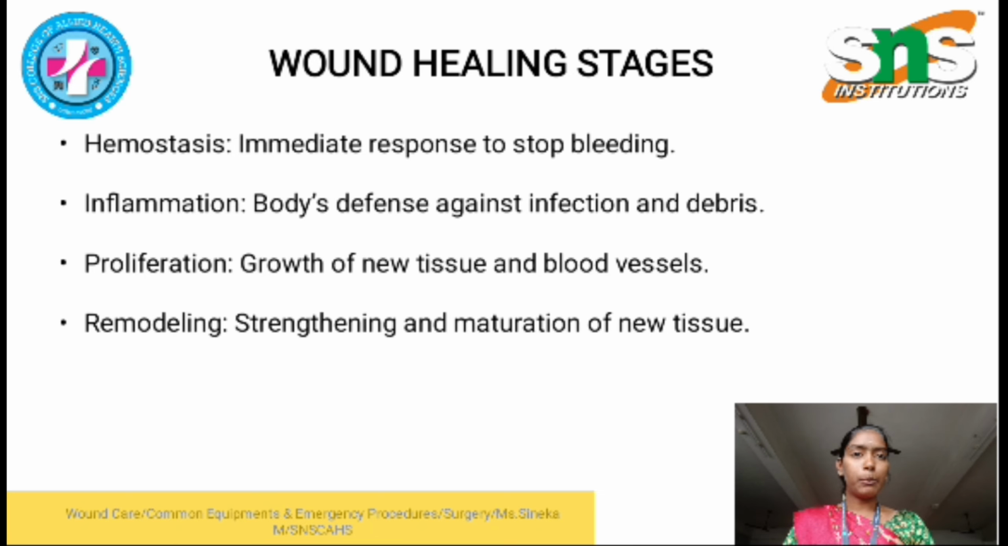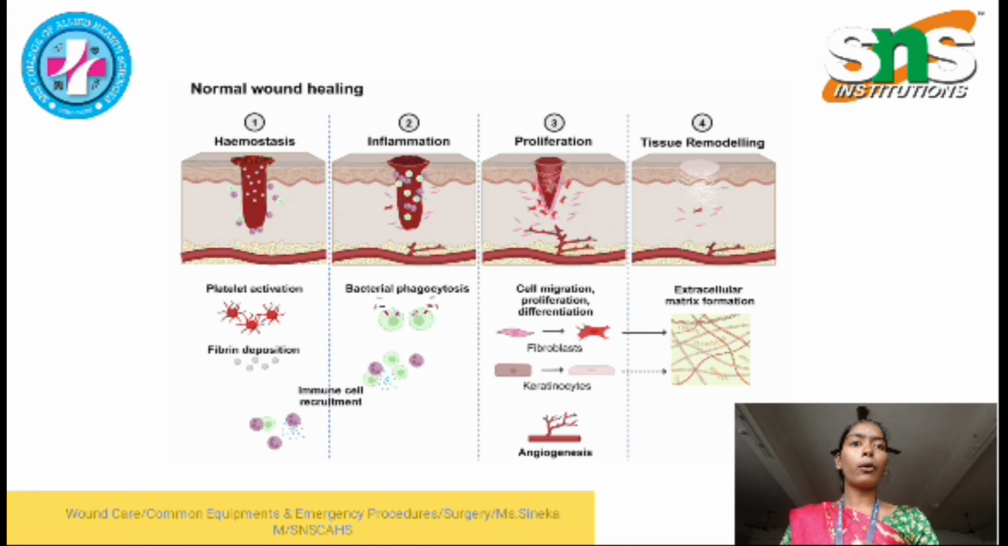The first one is hemostasis. Immediate response to stop bleeding our body will do. Next one is inflammation. Body's defense against infection or debris. The third one is proliferation. In this stage of wound healing, our body will create new tissue and blood vessels to promote healing. The fourth one is remodeling. Our body strengthens and matures new tissue and also provides proper surface. This is the image of wound healing. The first one is hemostasis, second one is inflammation, third one is proliferation, and also fourth one is remodeling.